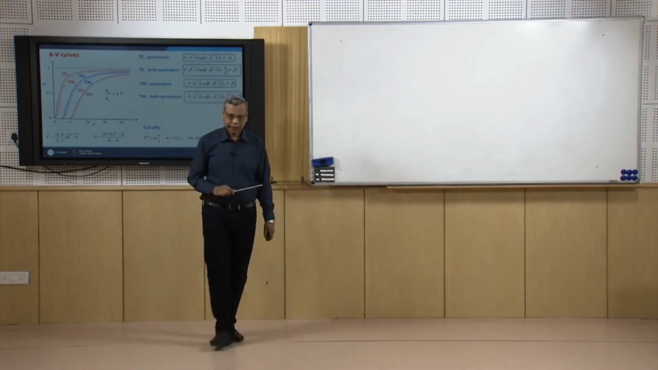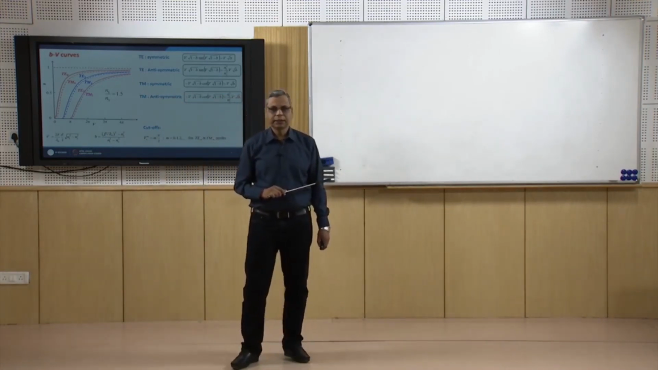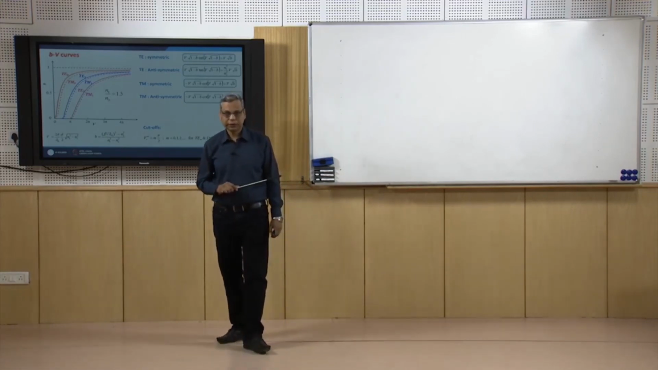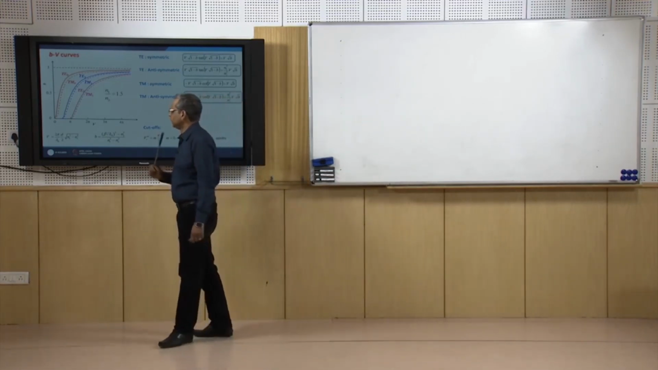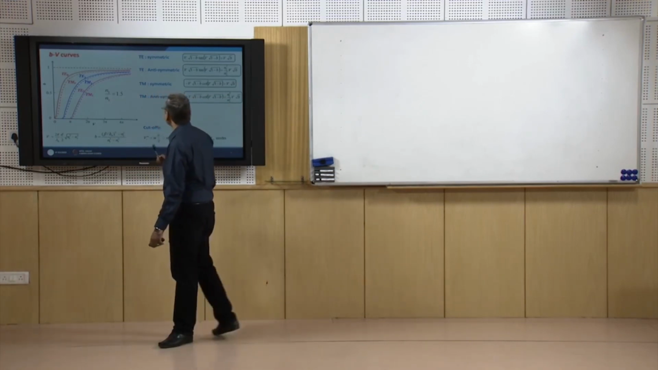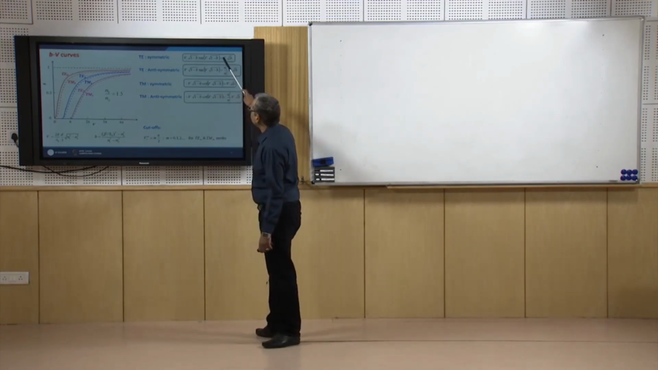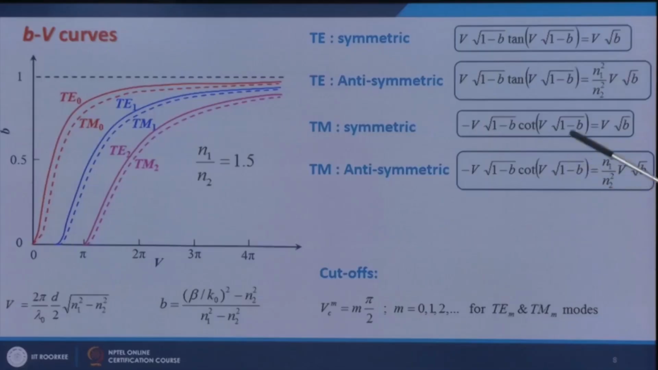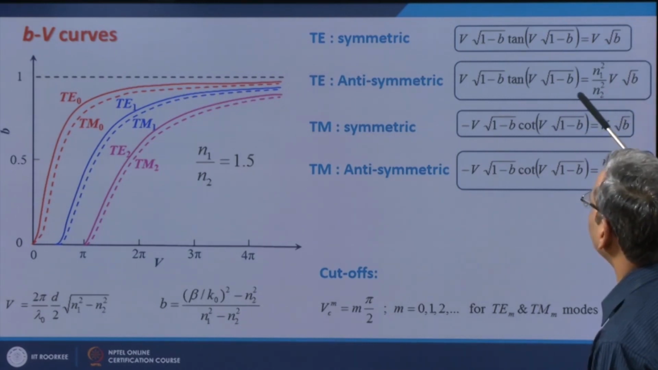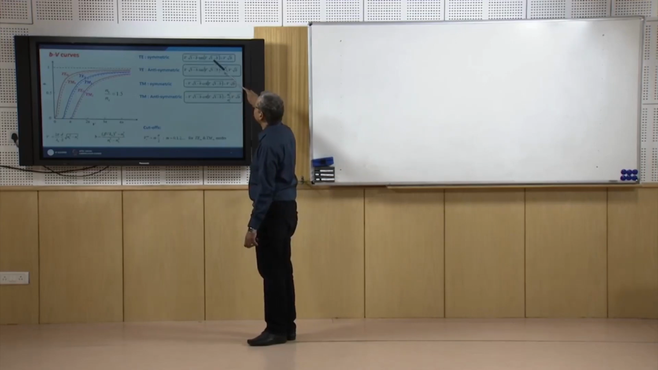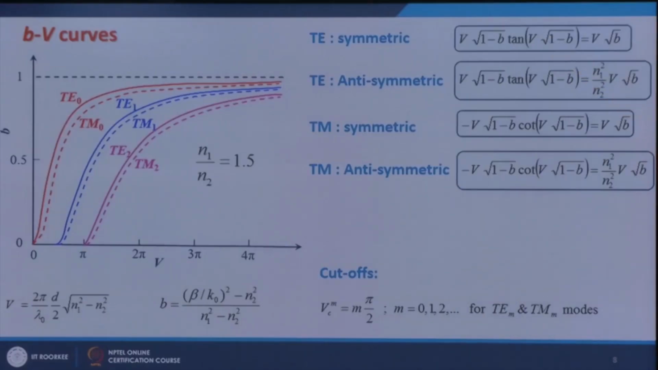The advantage of generating these curves is that these curves are universal. So, if I talk about TE modes, then this is the equation for symmetric and this is the equation for antisymmetric. This is the equation for TE symmetric mode and this is the equation for TE antisymmetric mode. So, let me make this correction here.